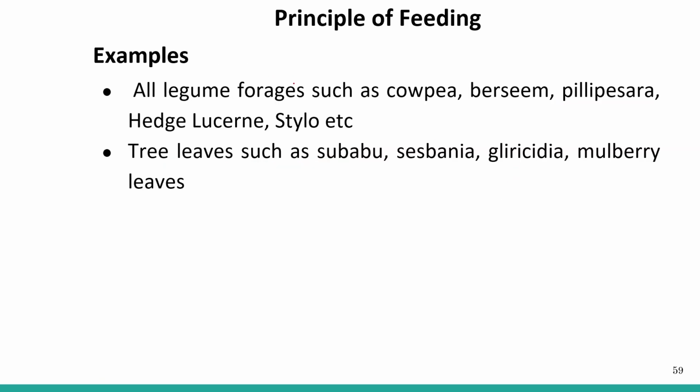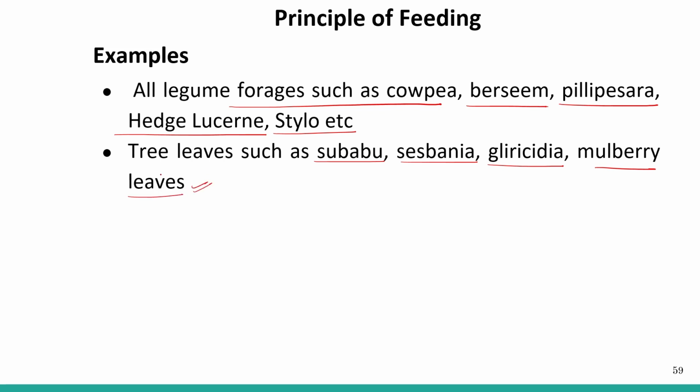For example, all legume forages such as cowpea, berseem, lucerne and stylo, etc. These are some of the examples that are used as supplementary forage. Tree leaves such as subabul, sesbania, gliricidia and mulberry leaves are used. Okay, if we are feeding with these particular tree leaves, then also that comes under the supplementary feeds.